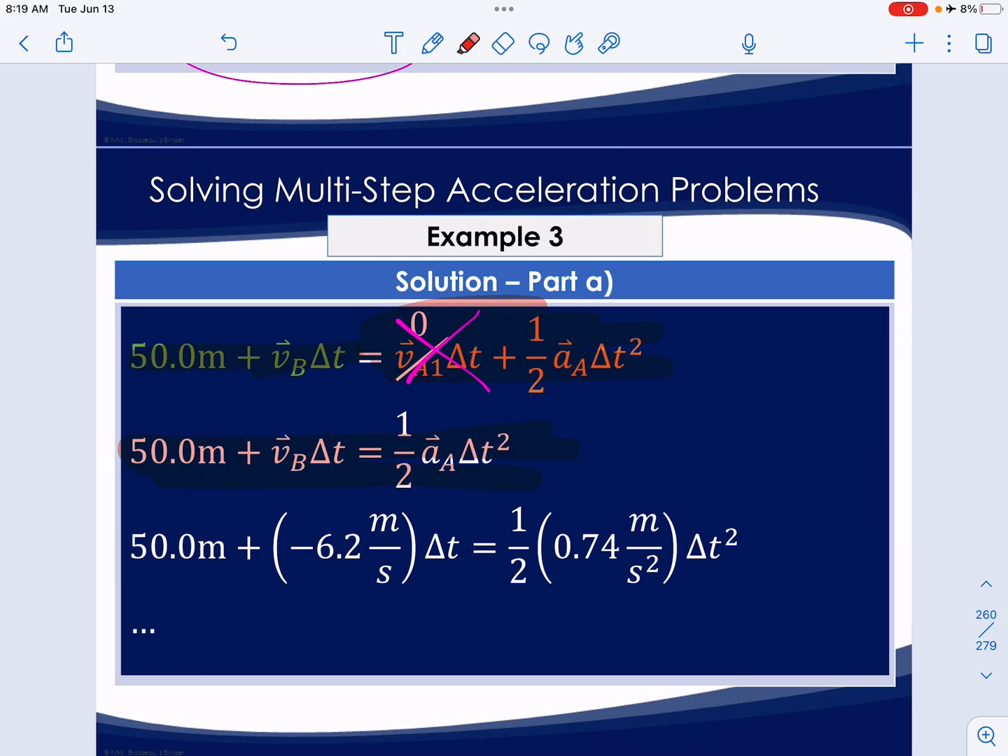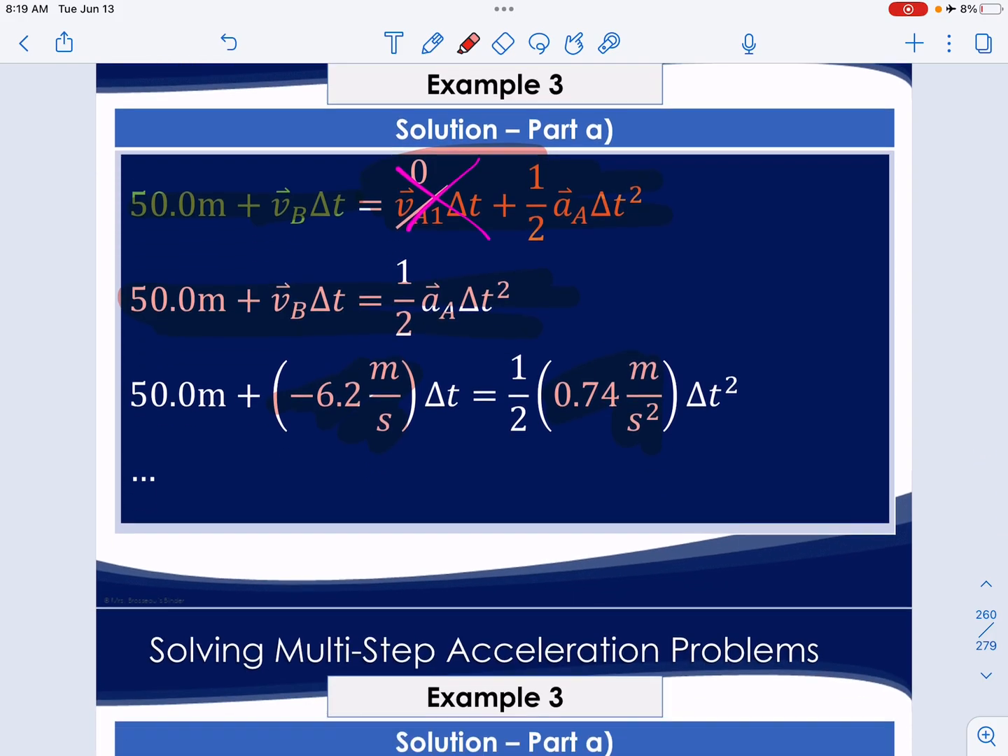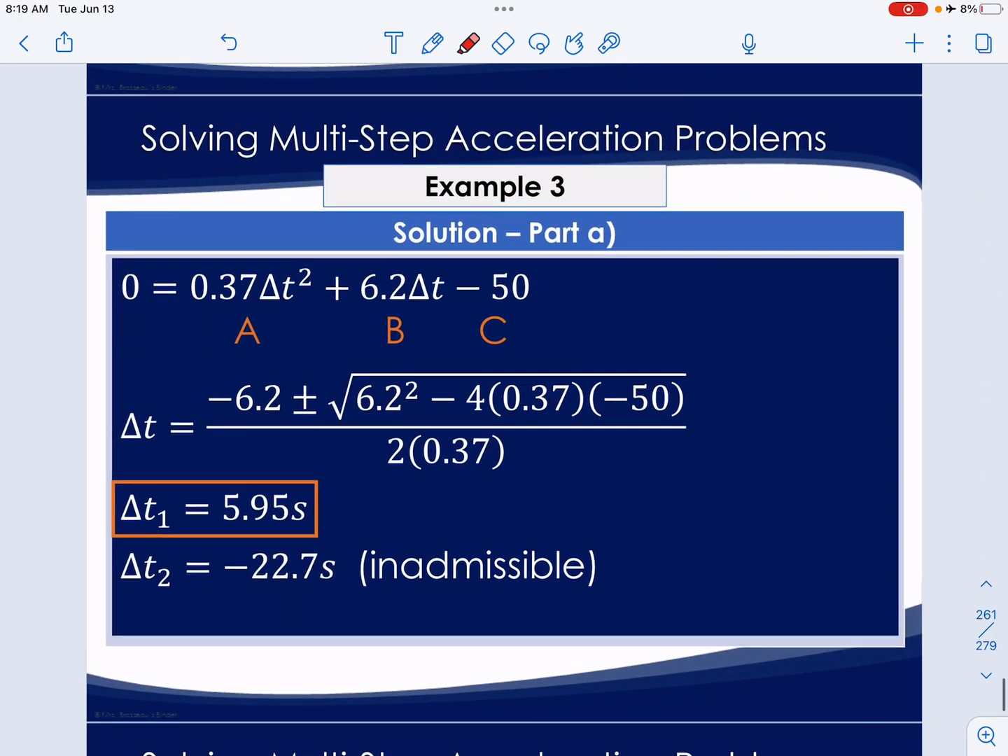Now we plug in everything that we know. We know that the constant velocity of B is negative 6.2. We know our acceleration of A is this, and our unknowns are the delta t's. So now we multiply it out, and we end up with a quadratic: 0 equals 3.37 delta t squared plus 6.2 delta t minus 50. Then we use the quadratic equation to solve, and delta t equals 5.95.